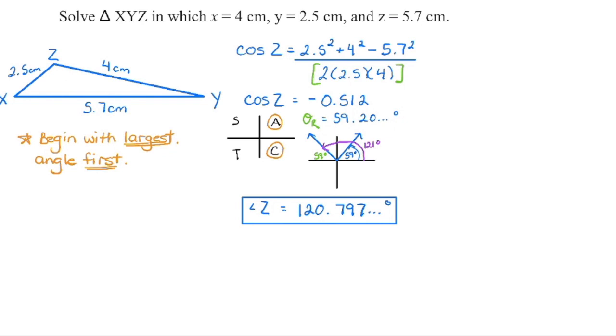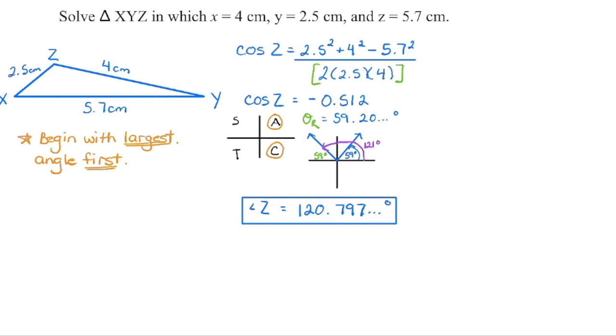So if we now switch to the sine law, because we do have a pair of opposites now, we can solve for either angle X or angle Y. And with the sine law, we could potentially have the ambiguous case where there's more than one solution and we have to determine, is it acute or is it obtuse?